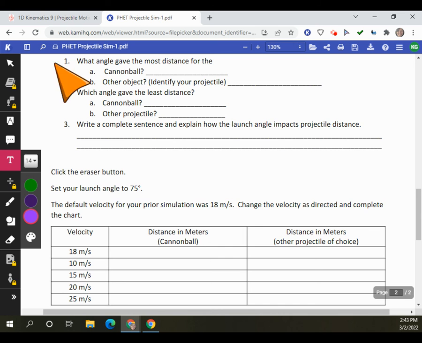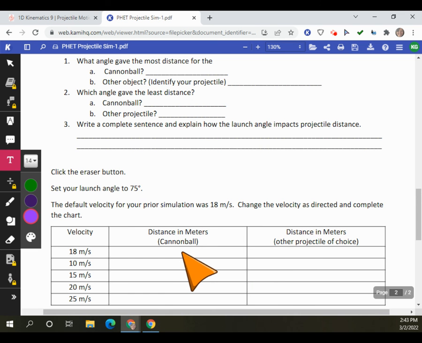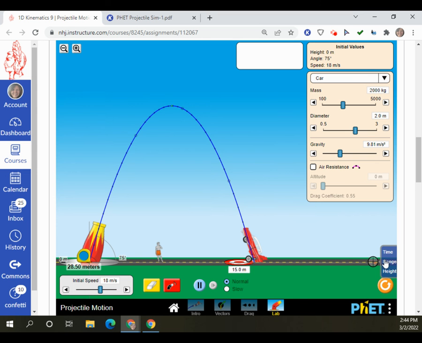So we're going to start with 18 meters per second. I think I'm going to leave it on the car because that makes me happy. Right here, I know it says speed, but it says velocity in the question. So 18 meters per second, and let's launch it. Okay. And then what do we write down? That was our other projectile this time. So what distance did it go? Let's get our rangefinder. 16.51 meters.